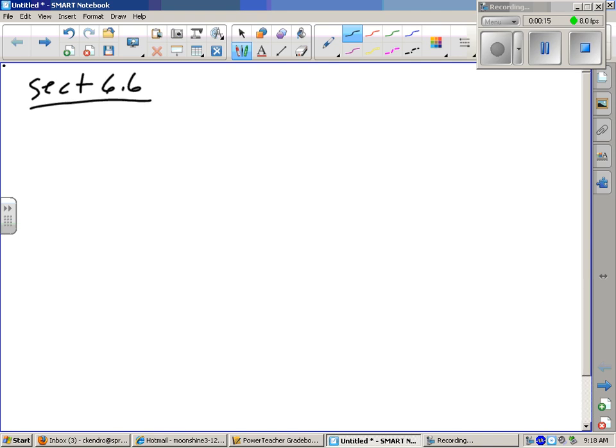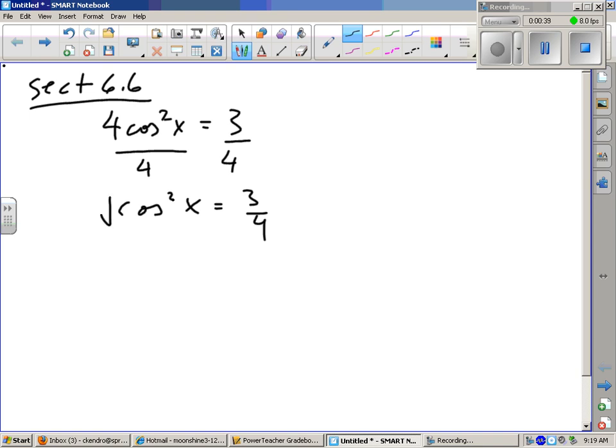So, section 6.6. All right, we're going to be solving more equations. Let's look at this one. If this were an algebra equation, I would divide both sides by 4. So I do the same thing here, and I get cosine squared equals 3/4. And then I want to square root both sides. So we're going to get cosine of x equals plus or minus the square root of 3 over 2, because the square root of 4 is 2.